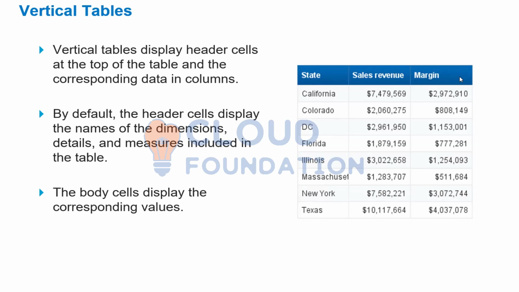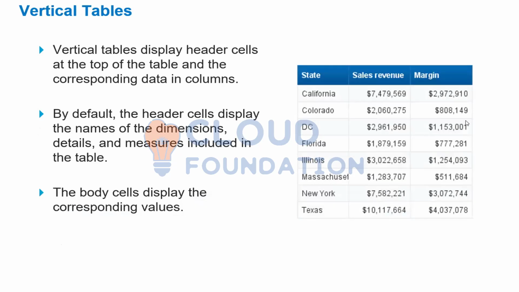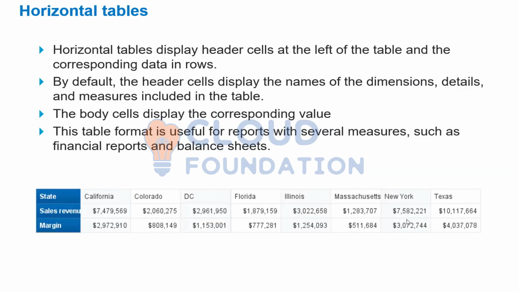This is a margin. So by default, header cells display the names of the dimensions, details, and measures included in the table. The body cell displays the corresponding values. This is the body and this is the header. Vertical table means the headers are represented at the top of the table, whereas in the horizontal table, the header cells are at the left of the table and the corresponding data in rows. Whereas we have the data in columns there, here the data is in the rows. So that is called a horizontal table.